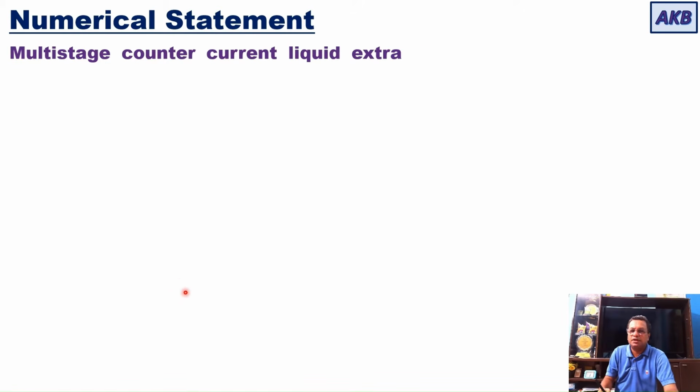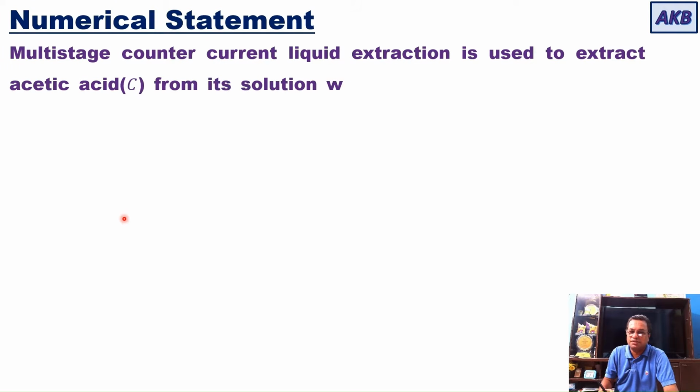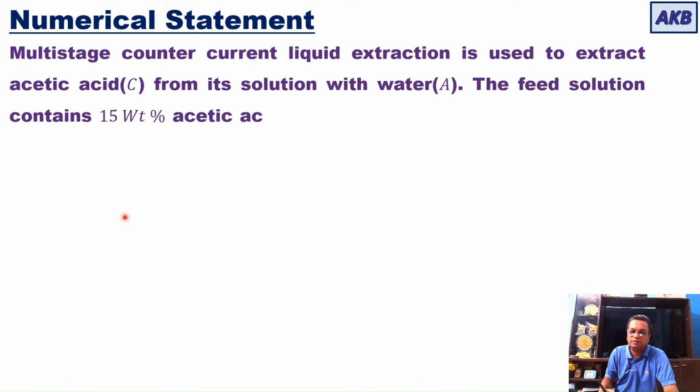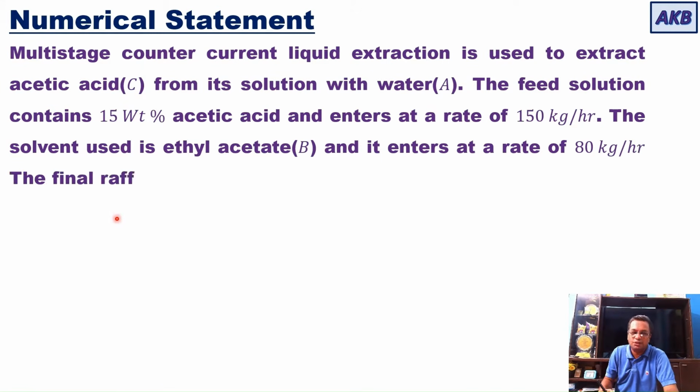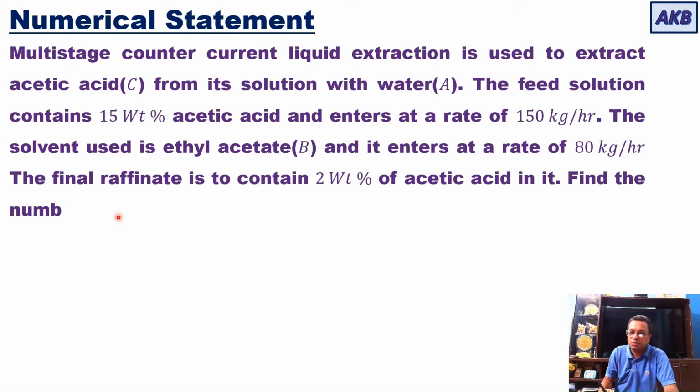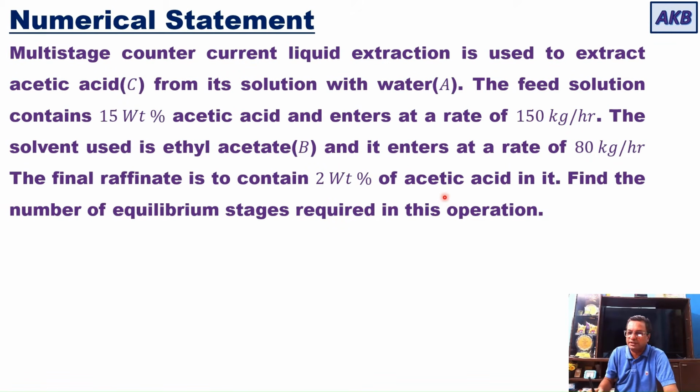Multi-stage countercurrent liquid extraction is used to extract acetic acid from its solution with water, and the feed solution contains 15% acetic acid and enters at a rate of 150 kg per hour. The solvent used is ethyl acetate and it enters at a rate of 80 kg per hour. The final raffinate is to contain 2% of acetic acid in it. Find the number of equilibrium stages required in this operation.